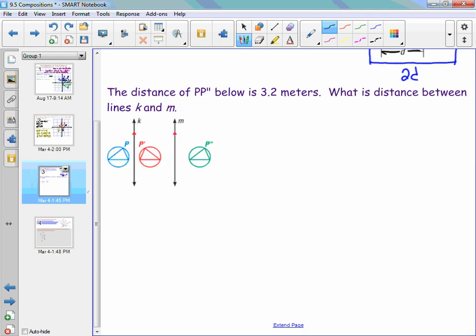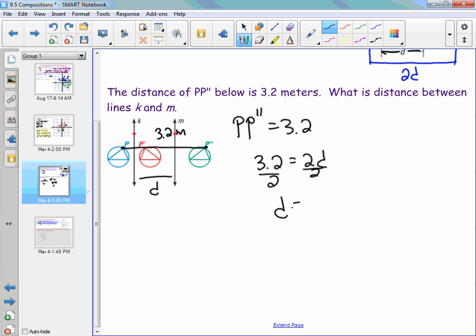So it says here the distance of P to P double prime is 3.2 meters. What is the distance between K and M? All of these problems are going to be a matter of, am I doubling the distance between the parallels to find the overall, or do I have the overall and I'm dividing by 2? So what we'll do is say 3.2 equals 2D, divide both sides by 2, and get that D equals 1.6. And in this case, we have a unit of meters.